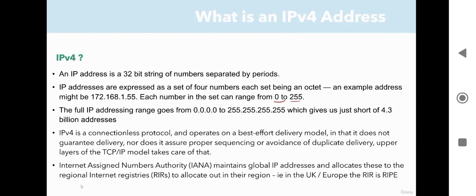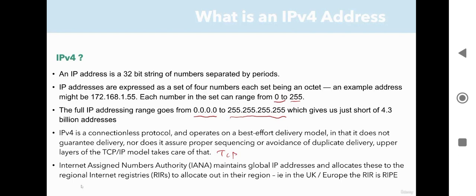The full IP address range goes from 0.0.0.0 all the way up to 255.255.255.255, which gives us just short of 4.3 billion addresses. IPv4 is a connectionless protocol and operates on a best efforts delivery model. It does not guarantee delivery, nor does it assure proper sequencing or avoid any duplication of delivery. Upper layers of the TCP/IP model that you've seen in the previous video take care of that. That would be TCP.